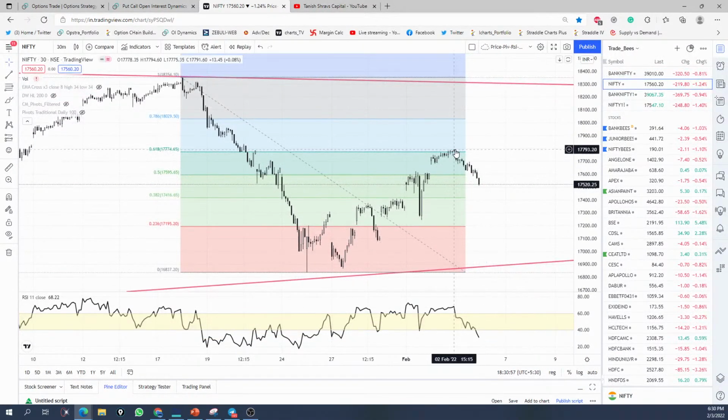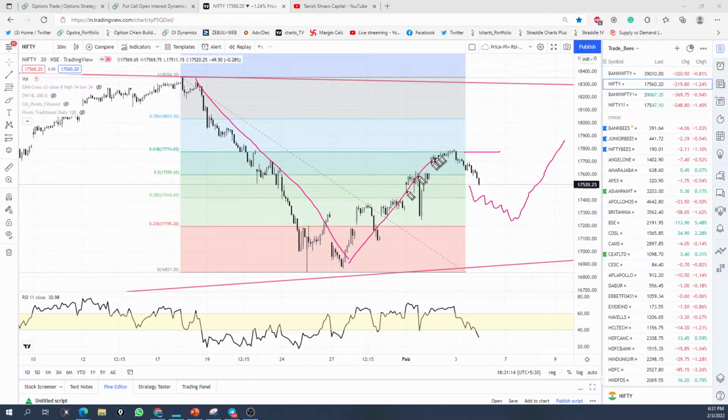it has tested the golden ratio. Now it will try to retest this zone, right? It may try to retest this zone and maybe bounce from here. Once this golden ratio is crossed, that means this downtrend is over and it is trying to go for the extension move. That is what you can get as and when the market unveils its move.